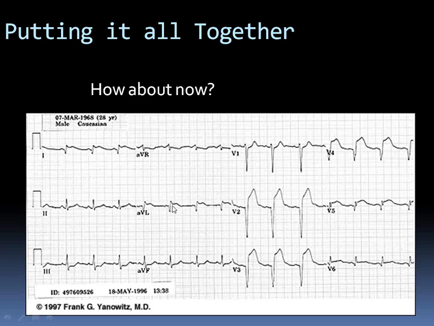Look at lead AVL, the ST segment is elevated here. So this patient is actually having an anterolateral myocardial infarction. The anterior leads, which are lead V1 to V4, are elevated. The lateral leads, V5, V6, 1, and AVL are elevated. So this patient is having a big MI, which involves the anterior, V1 to V4, and the lateral, V5, V6, 1, and AVL. Okay?